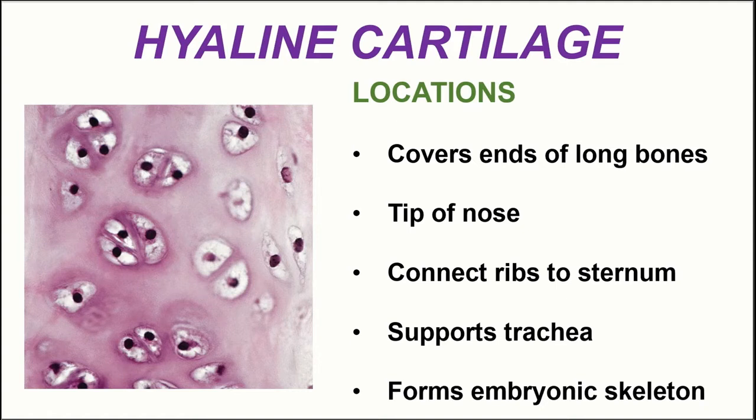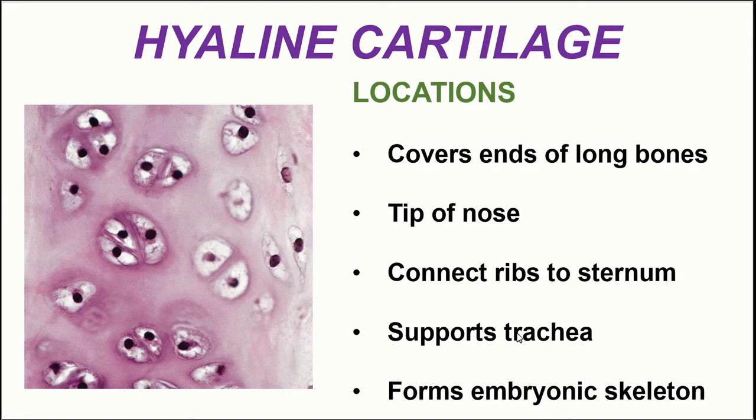cartilage as a whole, not just hyaline cartilage, but all of the cartilages together, are generally found associated with the skeleton. Hyaline cartilage specifically covers the ends of long bones, so it forms the protective caps at the end of two bones that come together in a synovial joint. It makes up the bulk of the anterior part of the nose. It is found in little beams or bars of cartilage that connect our ribs to our sternum in the thoracic cage.